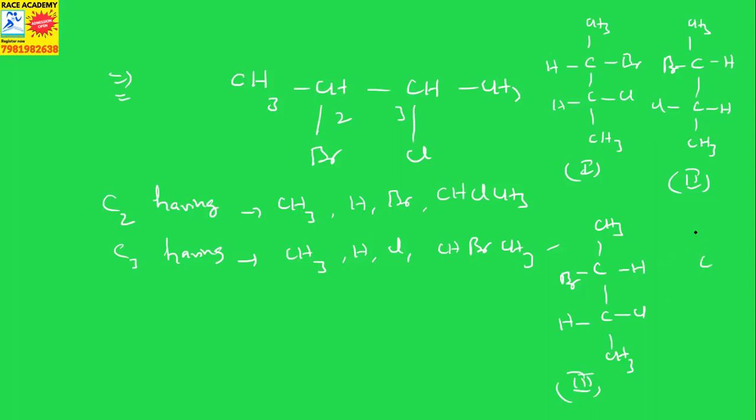And another one we'll write, that is CH3, and we'll write Br this side, and H. We'll write Cl here, H here. So if you observe the first one and this fourth one, the first one and fourth one are different, everything is different. All four are different in these forms.